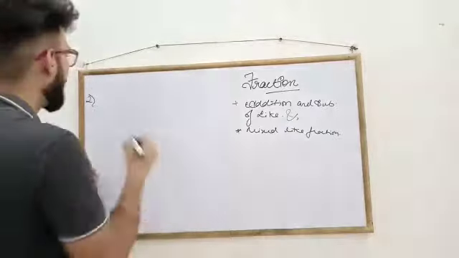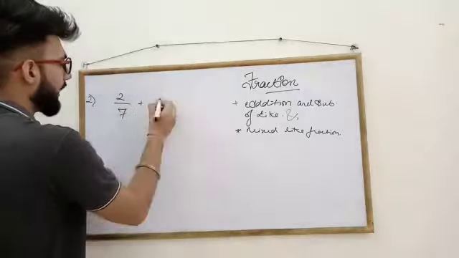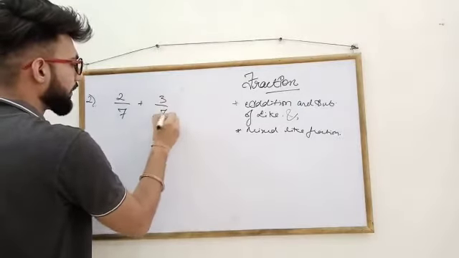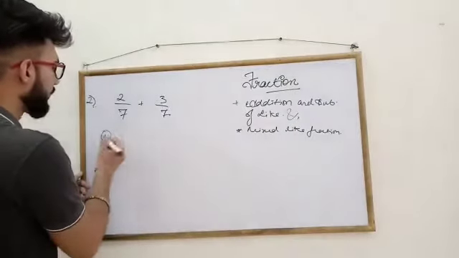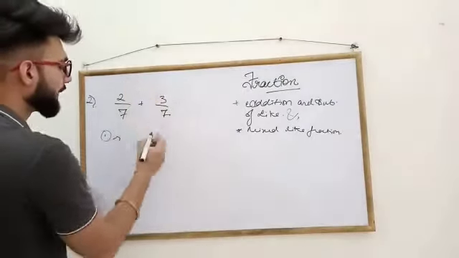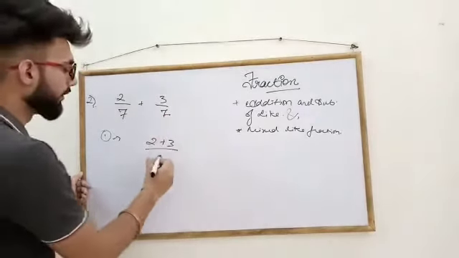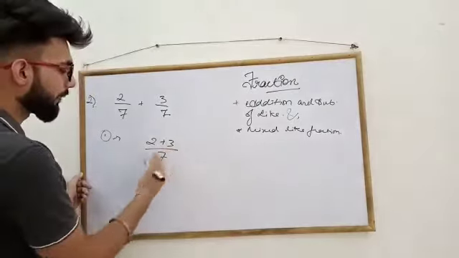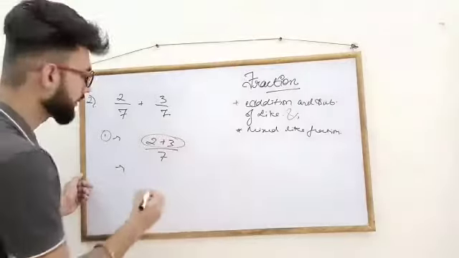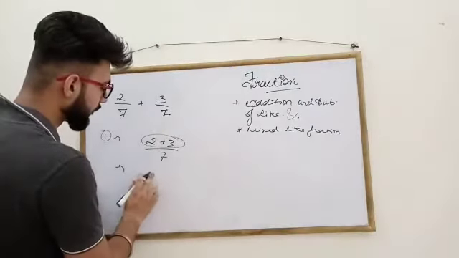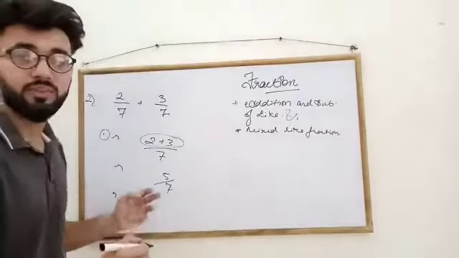Let's take 2 by 7 and 3 by 7. We need to add these two like fractions. So the first step, we'll write the numerators as 2 plus 3, and as the denominators are the same, we'll write the denominator only once, 2 plus 3 upon 7. Second step, we'll add the numerators like normal addition, 2 plus 3 is equal to 5 upon 7.